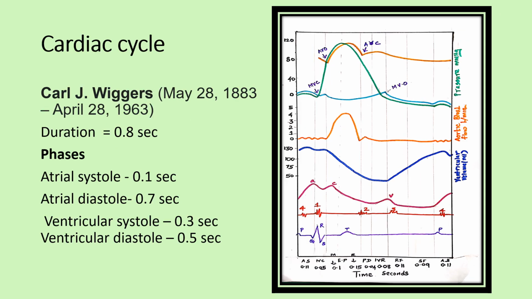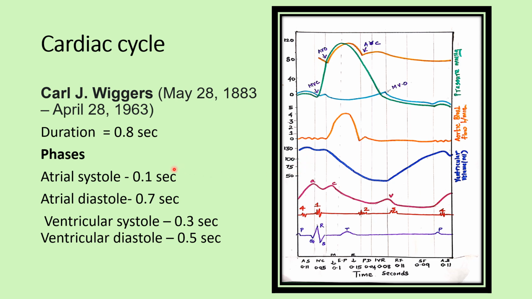The Wiggers diagram was first used by Carl J. Wiggers. It is very useful in cardiovascular physiology. In the Wiggers diagram, the x-axis depicts the time, and the y-axis depends on the curve. The pressure curve is expressed in millimeters of mercury. The aortic blood flow is in liters per minute. The ventricular volume is expressed in ml.